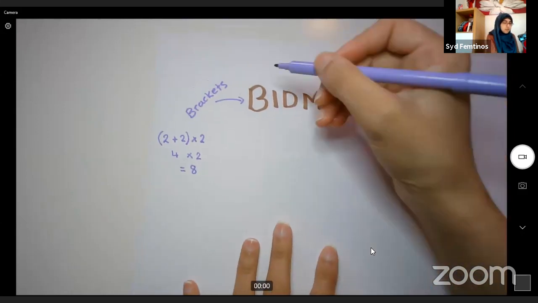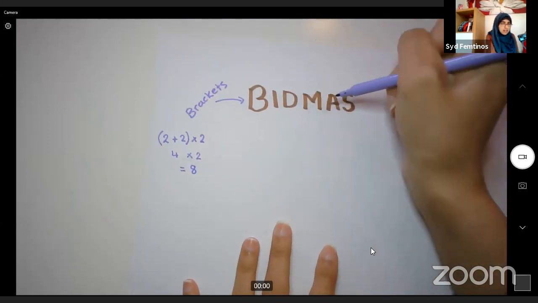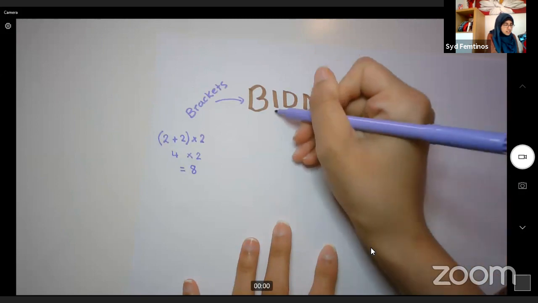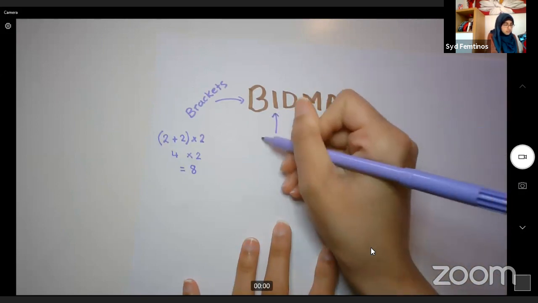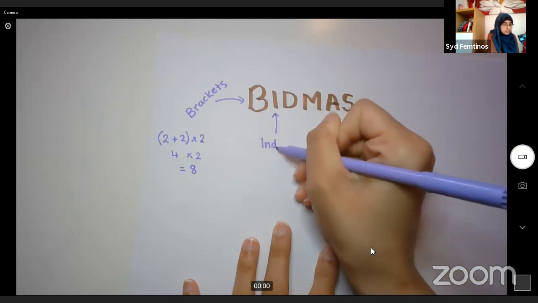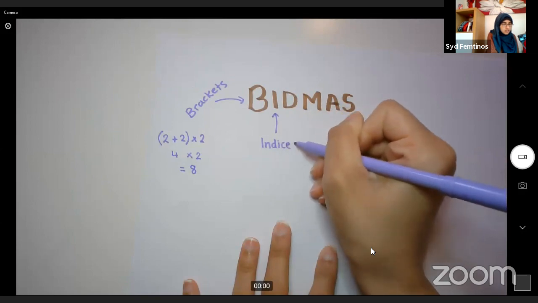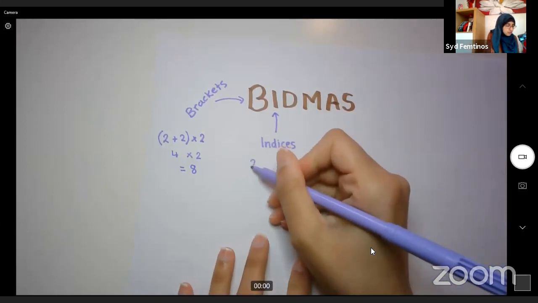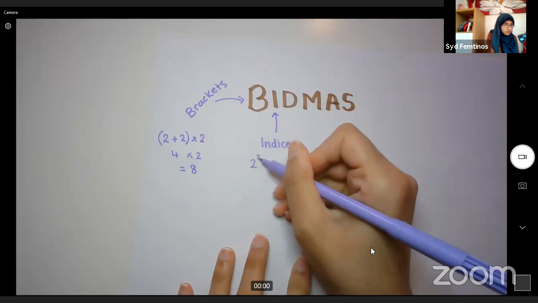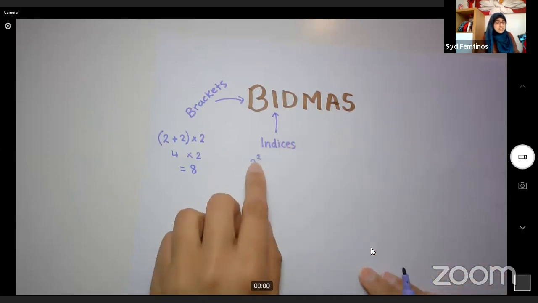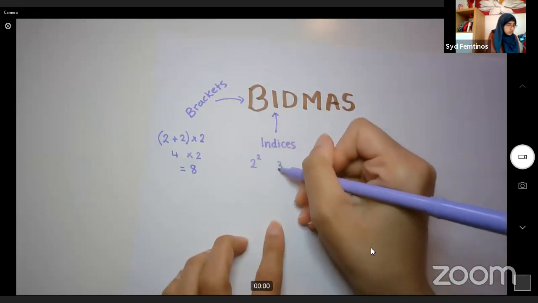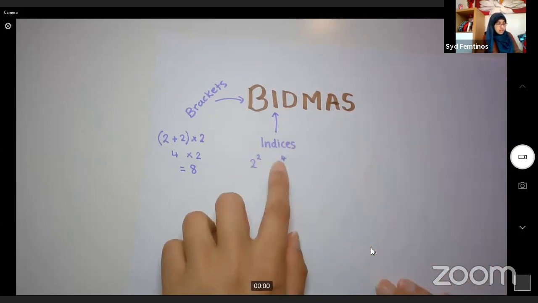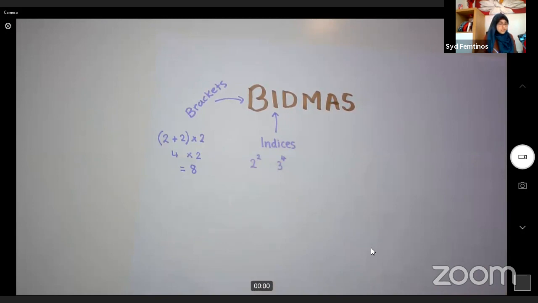Right, next one, we've got I and D, and M and A and S. I here stands for indices. What are indices? If you're primary level, you might not have come across indices, but indices are numbers that you have in the corner. Like 2 to the power of 2, that there is an indice. 3 to the power of 4, that there is an indice. So these are indices, and you have to do indices first.